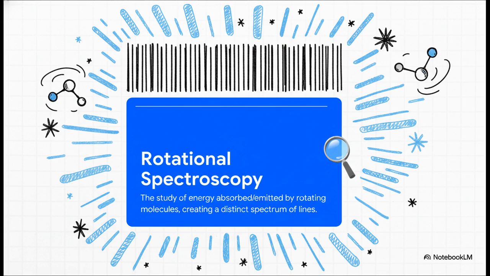See, as molecules are tumbling and spinning around in space, they absorb light, but only at very, very specific frequencies. So when we look at that light, we see a pattern of dark lines where that energy got soaked up. It honestly looks a lot like a barcode. And that unique barcode, that is the molecular fingerprint.